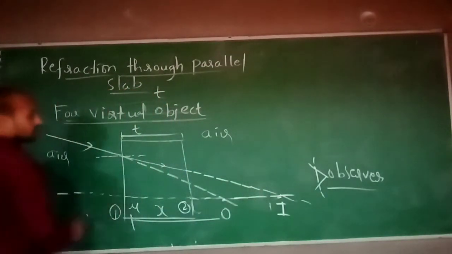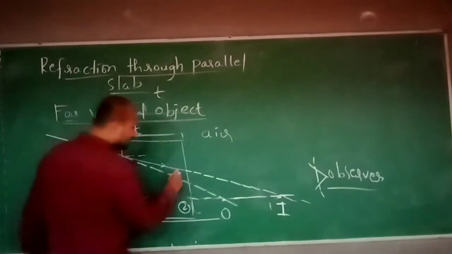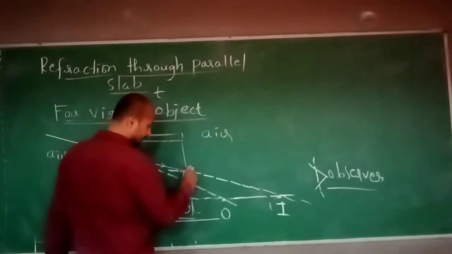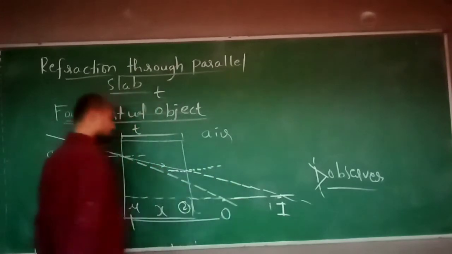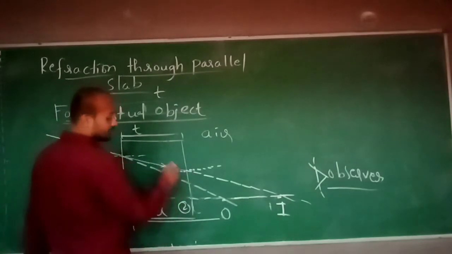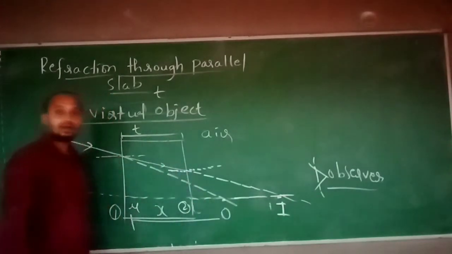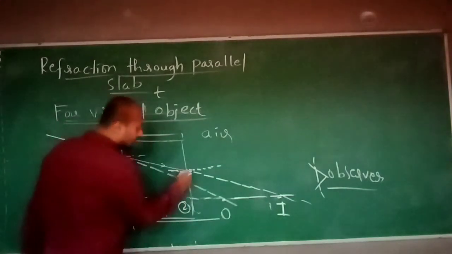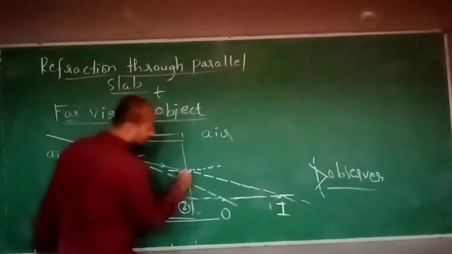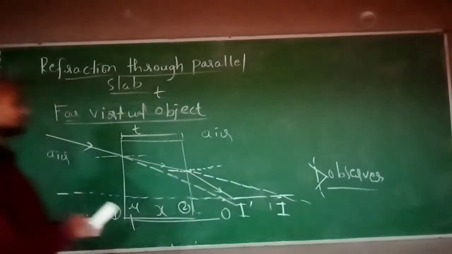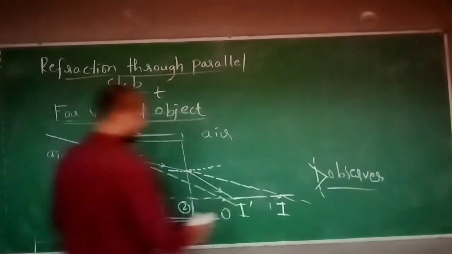Now what happens? If you draw one normal line here, what will happen? This ray has to bend. Where is it going to bend? It is not bending towards the normal, it will bend away from the normal. So due to the second refraction, it is going to bend away from the normal. So this will become I dash.